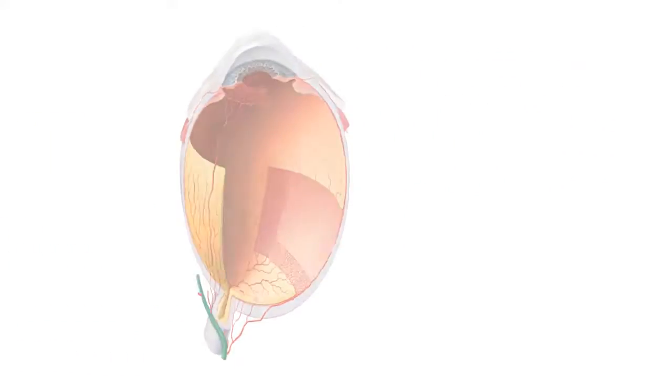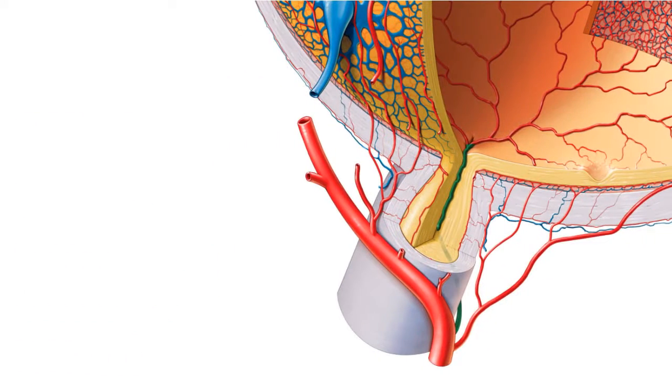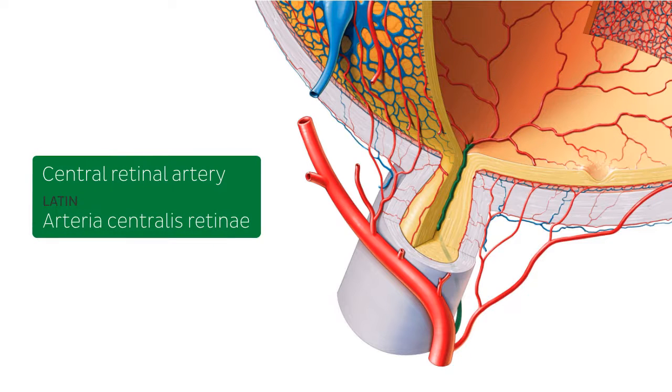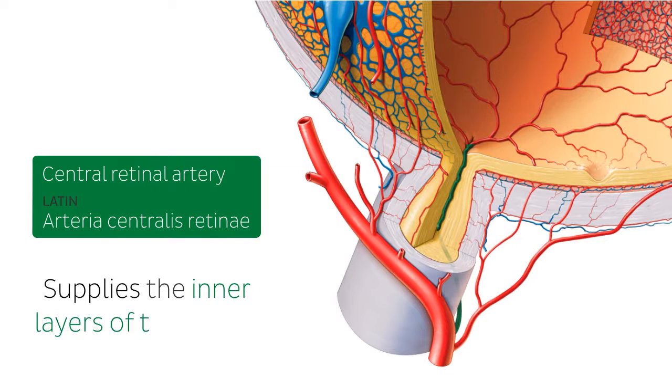The first ocular branch of the ophthalmic artery is shown here in green and is called the central retinal artery. As we can see in this image, the central retinal artery runs inferior to the optic nerve, before taking a turn superiorly and penetrating the optic nerve. This artery supplies the inner layers of the retina.